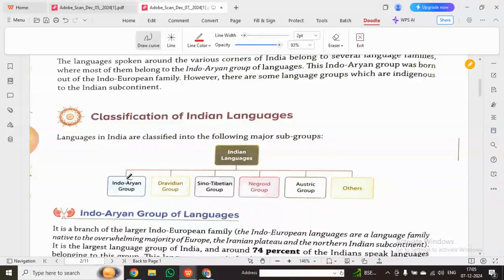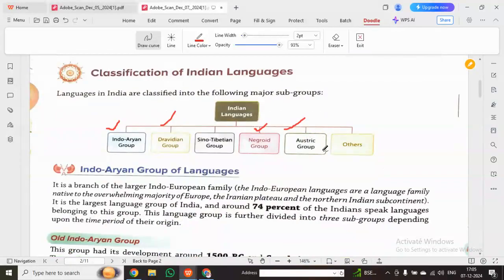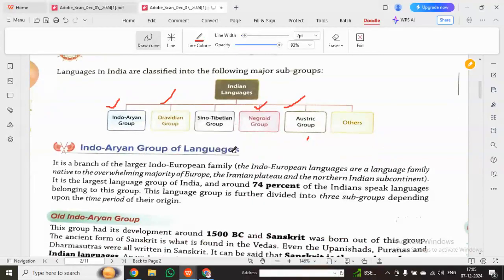Okay, let us just go with the classification. In the last few lectures, I guess we have also seen the tribal languages. Sino-Tibetan we have not seen, Negroids we have seen, and Austro-Asiatic we have seen. So if you want to get these in detail, you can go. But Indo-Aryan we will go into in detail, because we will cover old, middle and modern Indo-Aryan. And Sino-Tibetan we will go into also. So let us just go into the Indo-Aryan group of languages.